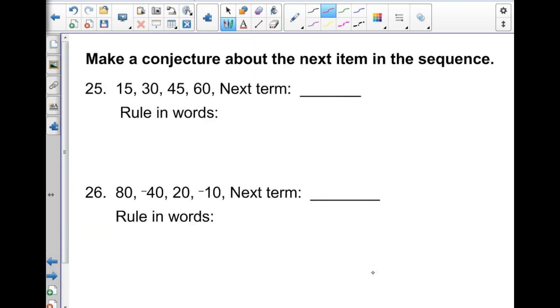All right, 25. Make a conjecture about the next item in the sequence. I guess this one's pretty straightforward. I know you guys can get the next number, but how we're describing it has been an issue for some. We're adding 15 each time. So the next term is 60 plus 15, which is 75. What I want you to write for the rule in words is add 15 to get the next term.